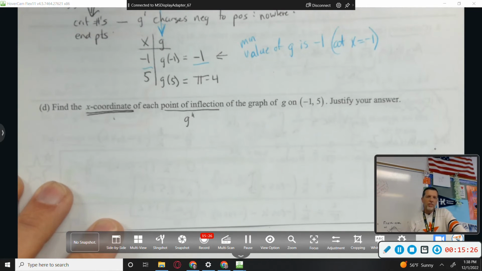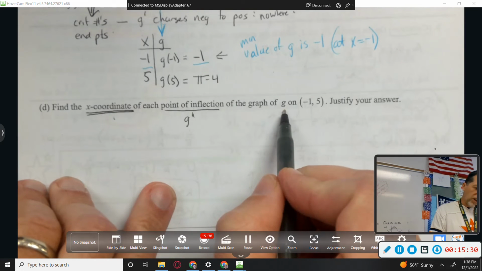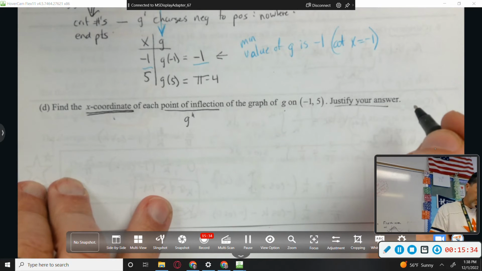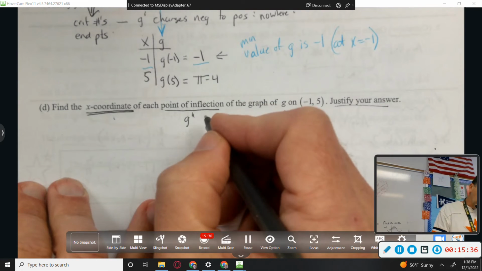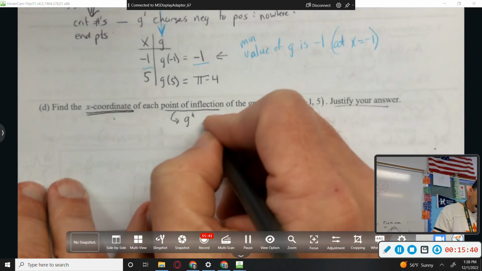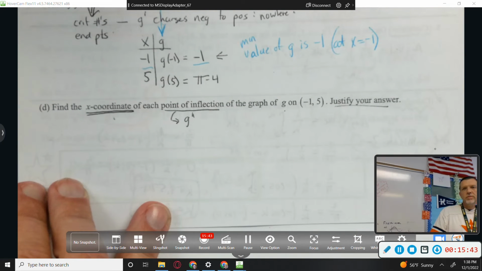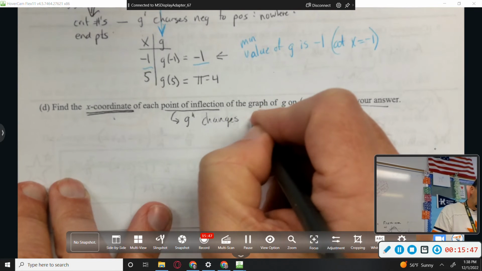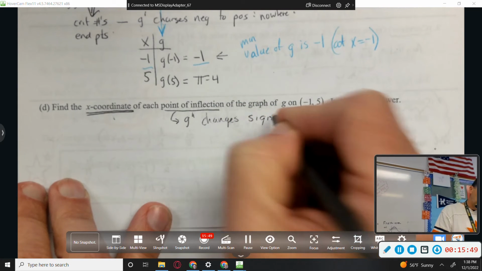Find the x-coordinate of each point of inflection on the graph of G, -1 to 5. Justify your answer. Let's justify our answer first. What is the point of inflection? We know it's something with G double prime. Change of signs. G double prime changes signs.